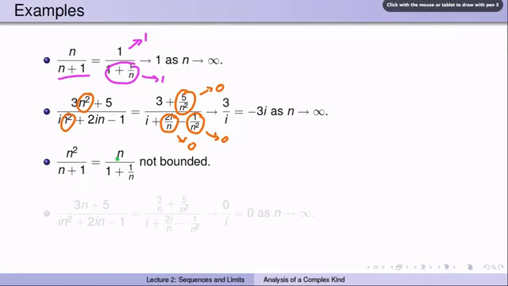If I pull out one n, I have another n left in the numerator, and the denominator is 1 plus 1 over n. So the denominator behaves really well. It converges to 1, so the denominator can be treated as almost equal to 1 for large enough n's. However, the numerator gets bigger and bigger. And if I divide a really big number by a number that's almost 1, the really big number doesn't change a whole lot. And so this sequence is not bounded.